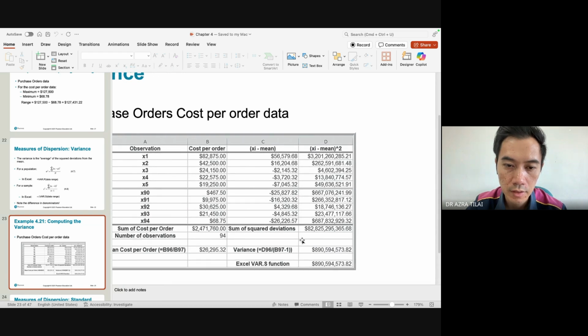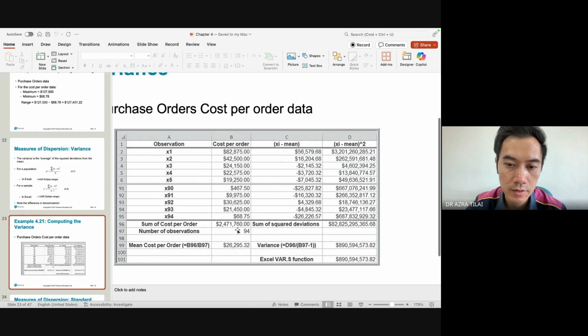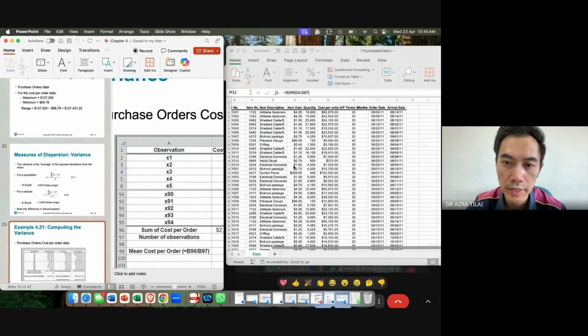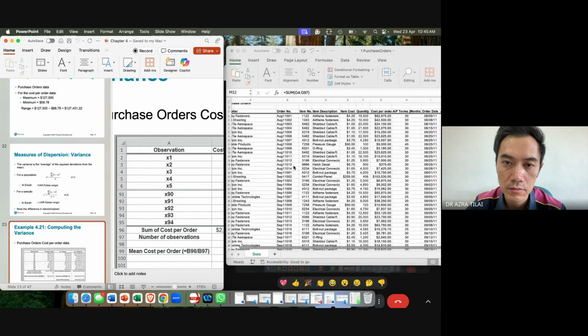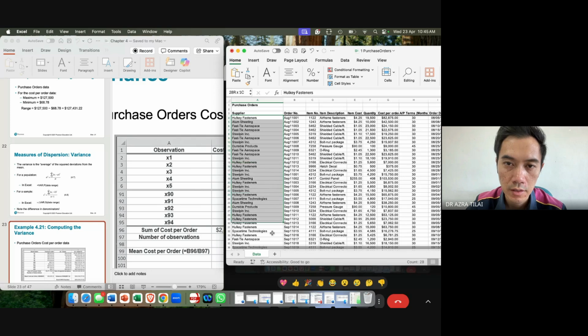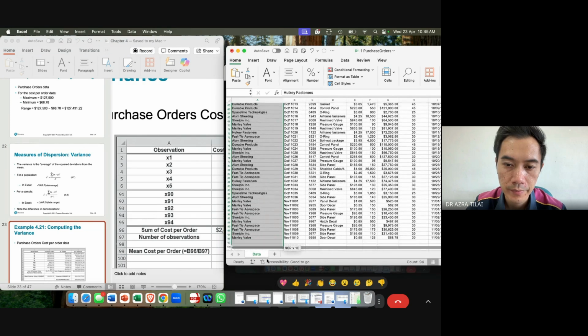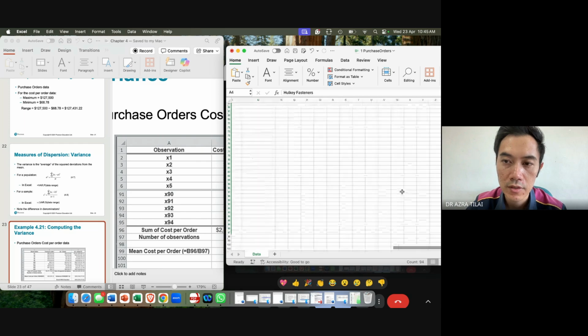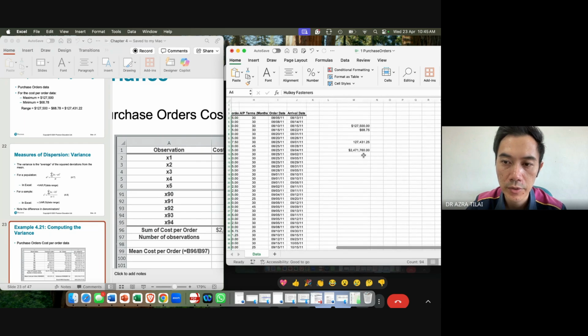Next is the number of observations. Of course, you can see from here. What do I normally do? I select this, and I'll see how many. Okay, 94 rows times 1 column. So that means there are 94 observations. Alright, so you can go here and put 94.